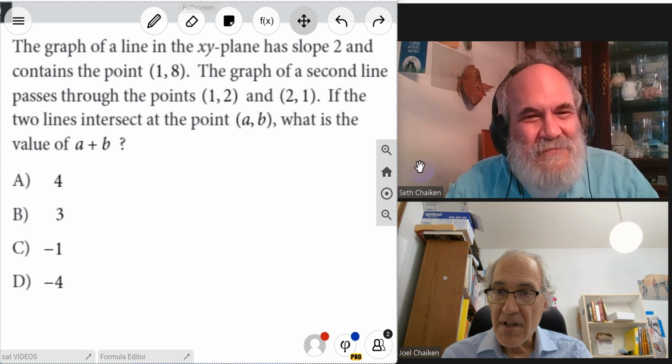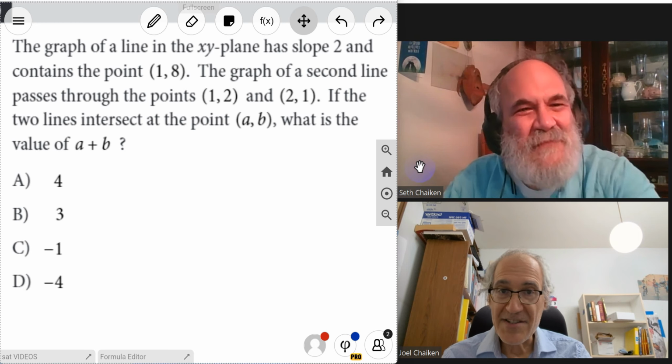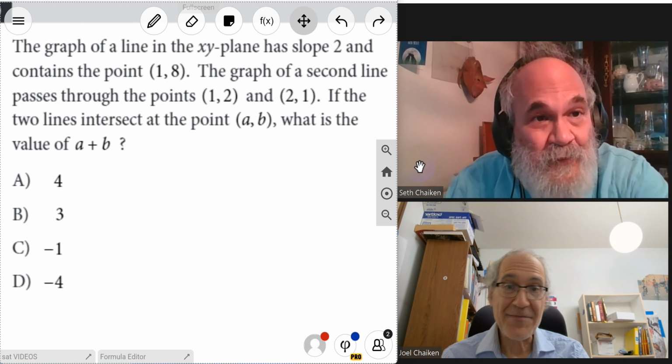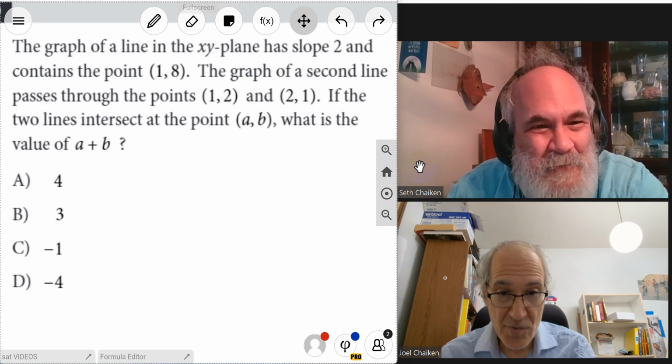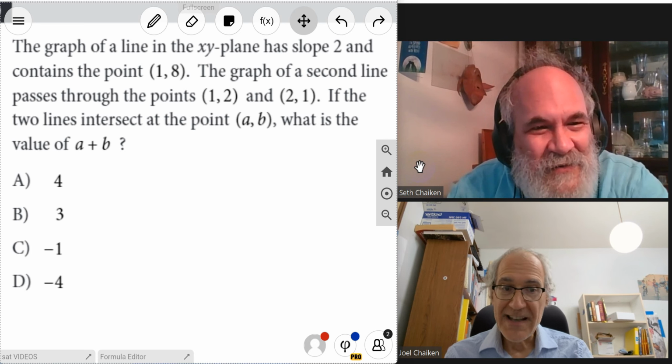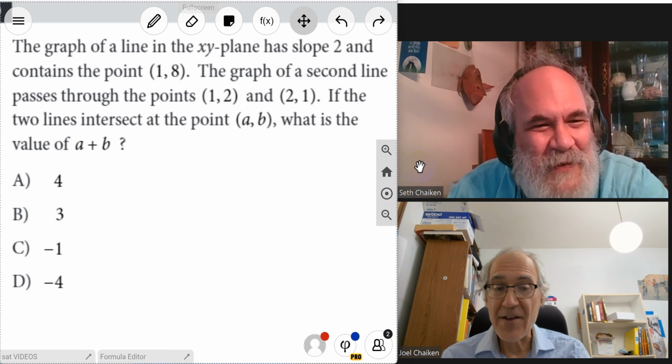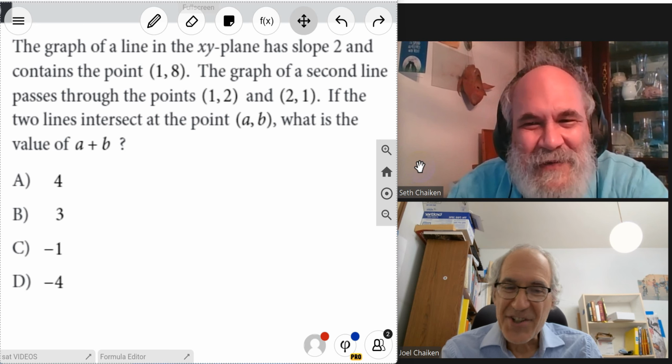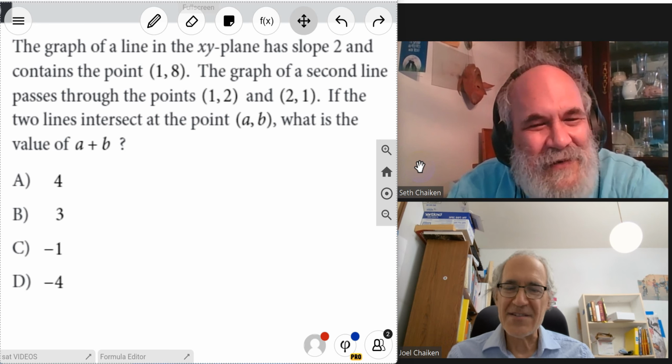Anyway, here we go. A graph of a line in the xy plane has a slope of 2 and contains the point (1, 8). The graph of a second line passes through the points (1, 2) and (2, 1), a dyslexic person's nightmare. If the two lines intersect at the point (a, b), what is the value of a plus b? Well, first of all, it's clear that it's not at all obvious what the answer is. You can't answer this question in 10 seconds. There's no way you could answer this.